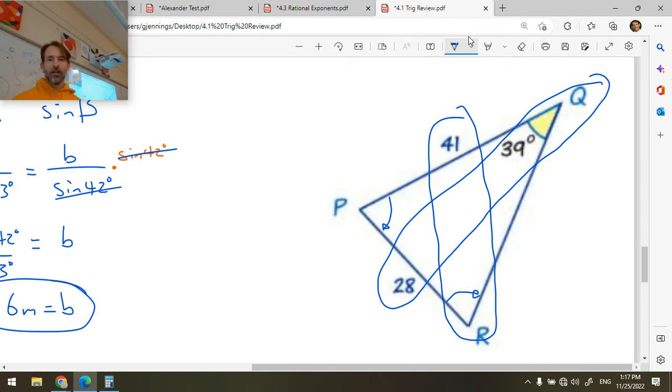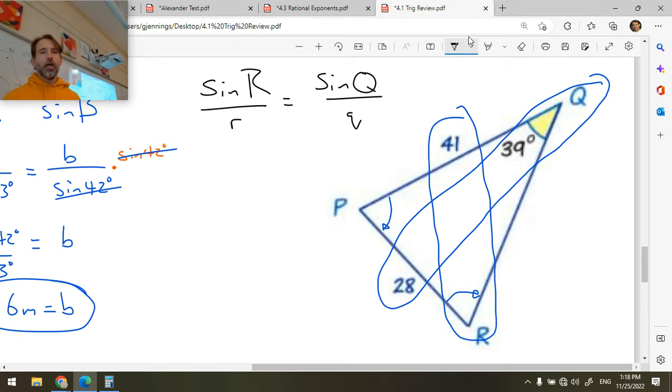Let's find angle R. So in this case, put your unknowns on top. Sine R over R is equal to sine Q over Q. Notice it doesn't matter what the letters are. And this causes so many problems with cosine law you wouldn't believe. But just remember, it doesn't matter what letters you use, but it does matter that your letters correspond in the correct way. Q corresponds to this side. R corresponds to that side.